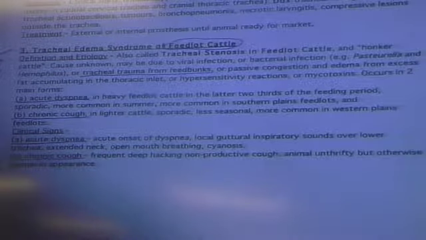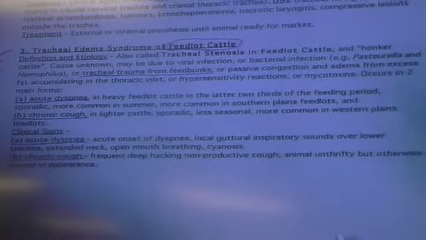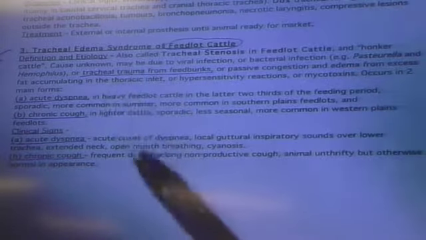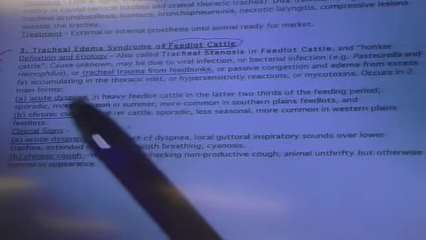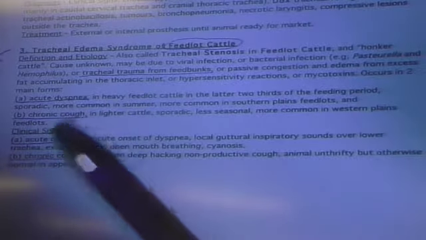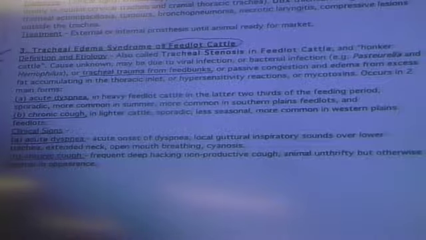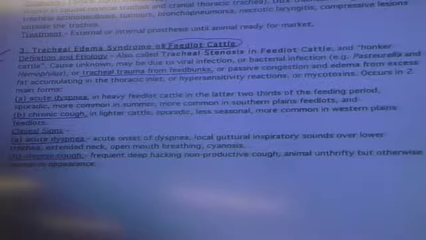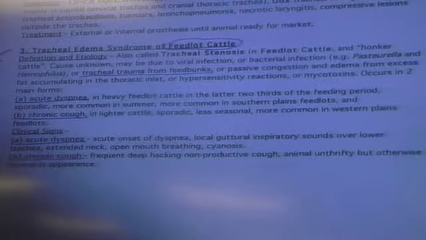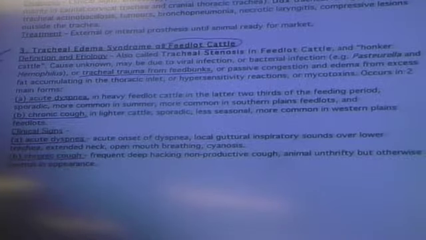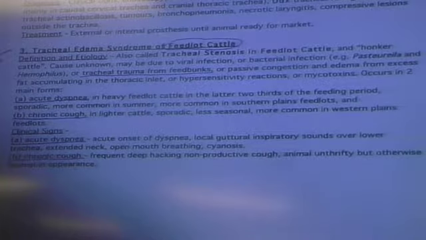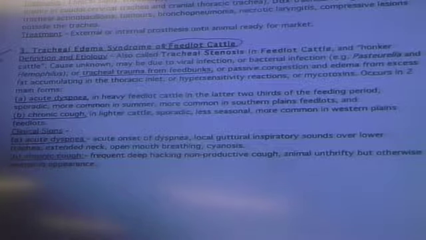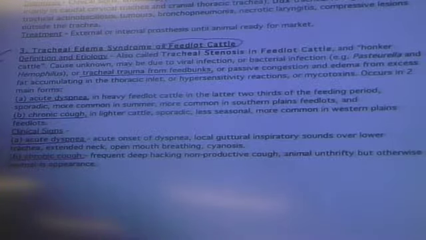And one thing to pay attention to is the two forms of the tracheal edema syndrome. So you have an acute dyspnea form and a chronic cough form. So two forms. And as you read through your notes, you might want to make a chart or just make two columns to compare the two forms of tracheal edema syndrome.